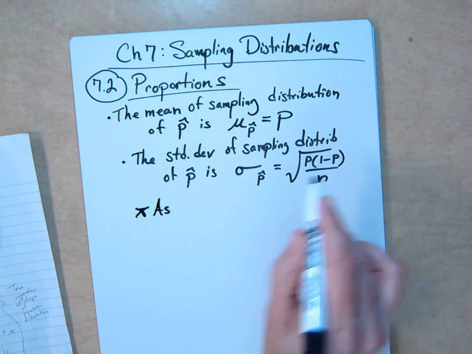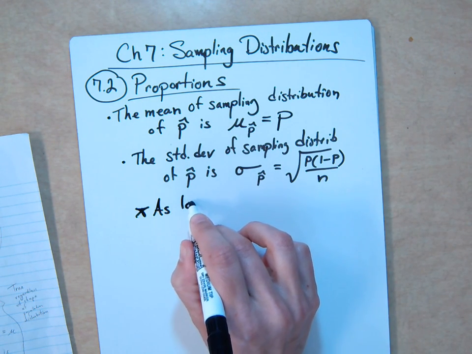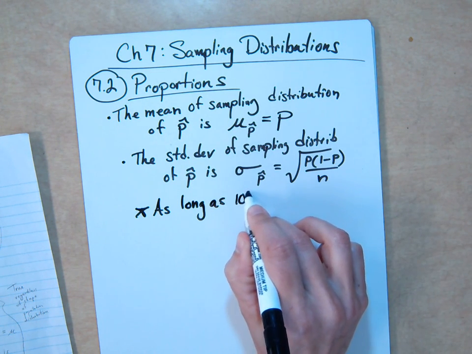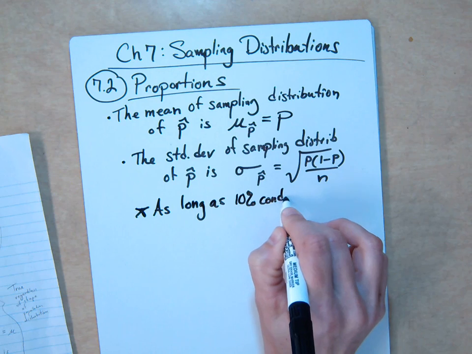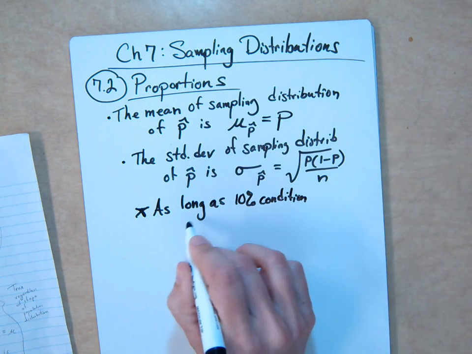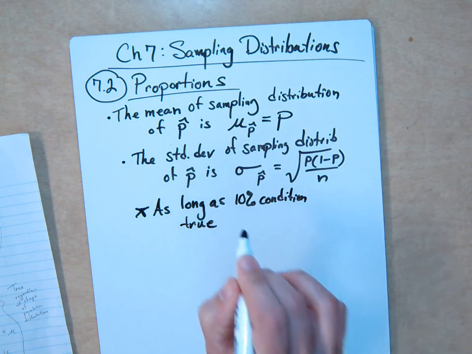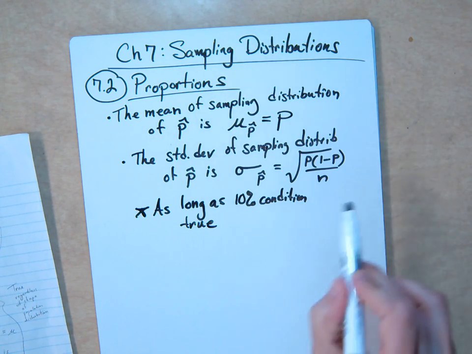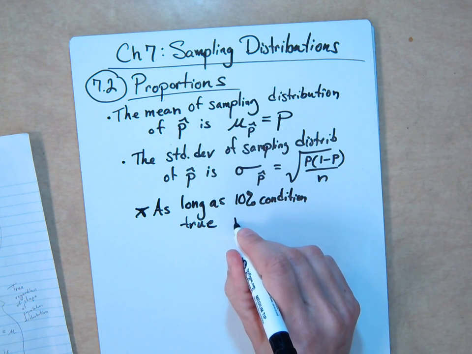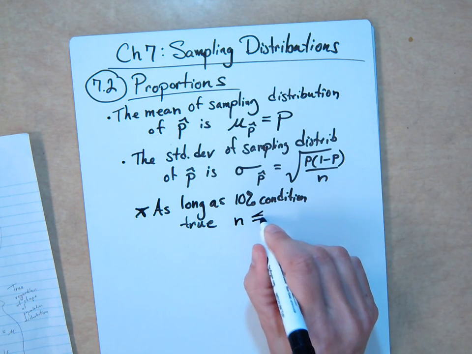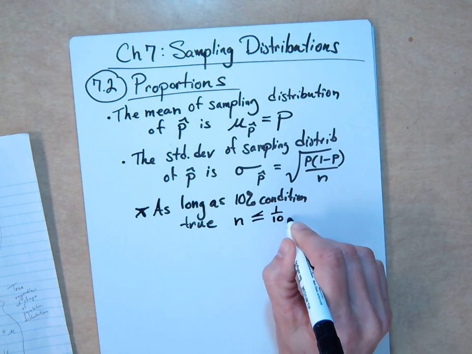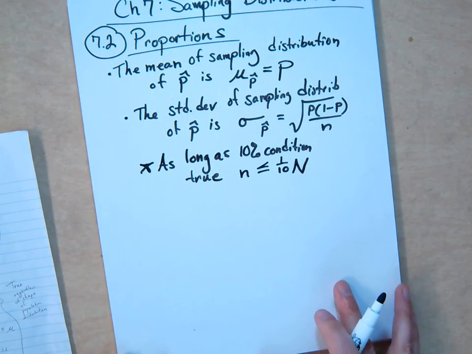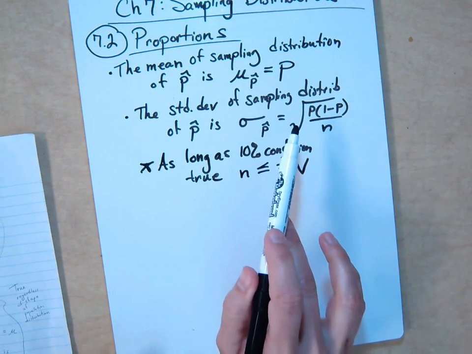In order for that formula to be true, it's as long as the 10% condition is true, meaning your sample size n is less than or equal to 1/10 of big N, your population size. So you have to state that somehow when you do the standard deviation only, not for the mean.